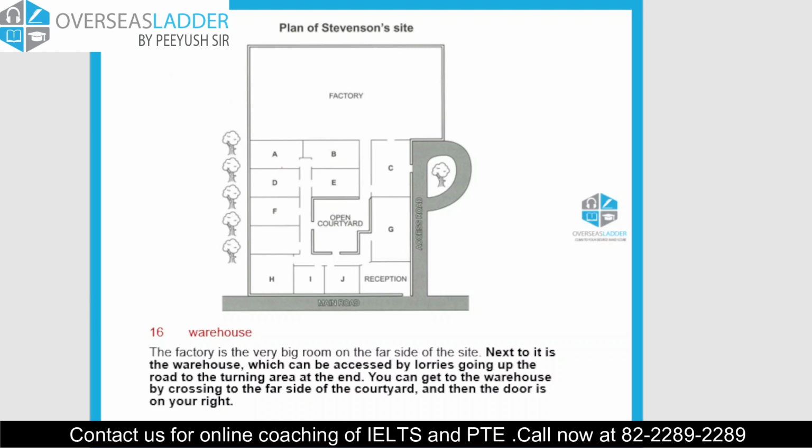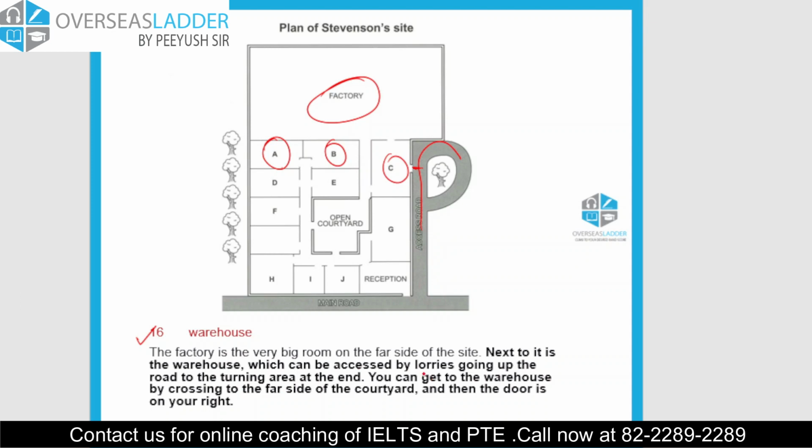All right, so the next question is about the warehouse. It says the factory is a very big room on the far side of the site. So we're talking about a factory. Next to it is the warehouse. There are three buildings next to it. It says which can be accessed by lorries going up the road to the turning area at the end. So this seems to be a turning area. Maybe they're saying that lorries can go up and enter from this.